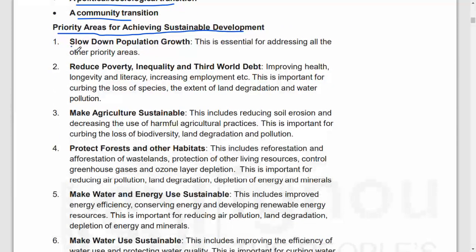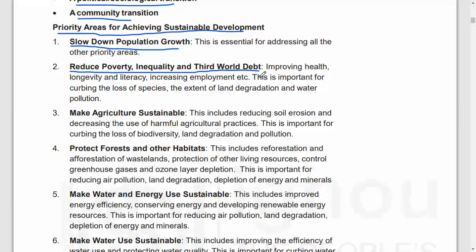1. Slow down population growth. This is essential for addressing all the other priority areas, to reduce poverty, inequality, and third world debt, improving health, longevity, and literacy, including increasing employment, etc.